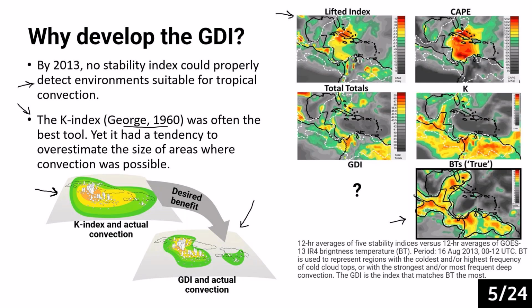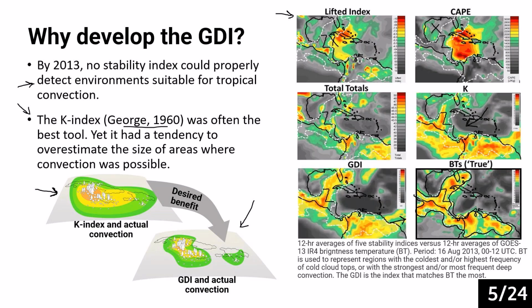So if you look at the lifted index, it didn't work. It wasn't able to capture that. The CAPE actually did kind of the opposite. In the Caribbean, the CAPE was very high where no convection formed. Then the total totals also didn't do a really great job. And then the K was much better at representing the region where convection occurred. So we wanted to develop something better.